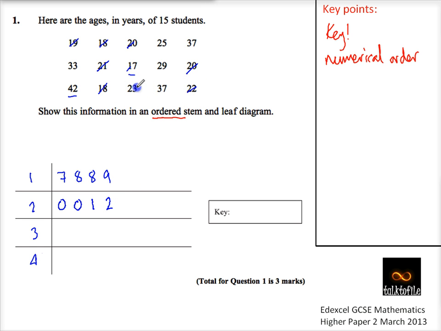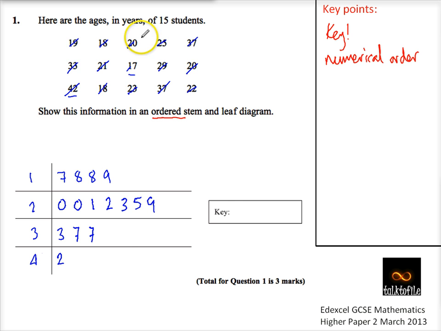A 23 and a 25, 23, 25, and I'll make a 29. And then in the 30s, we've got 33, and 37 twice. Wrong way around, my apologies, I even said it. 33, 37 twice, and then our largest one is 42, let's cross that off and put that in there.